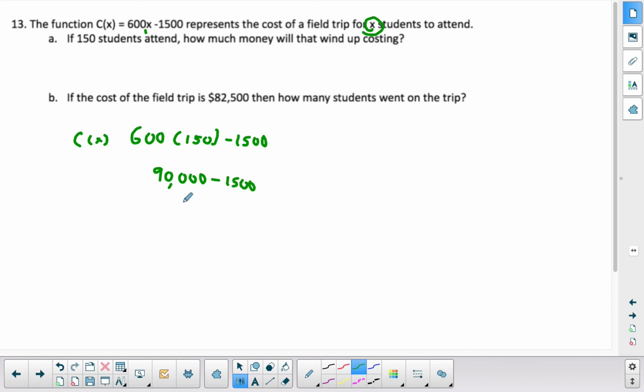And you might want to do this one out. I know that it might seem easy to do it in your head, but you could easily make a mistake here. So we get $88,500 would be the cost.